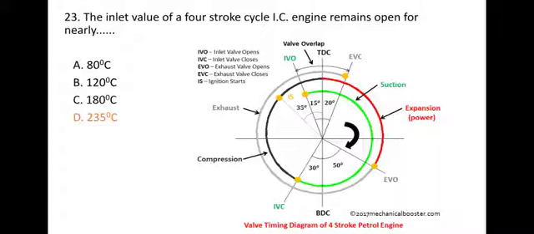Here you can see the valve timing diagram for a 4-stroke engine. The inlet valve should ideally open here, but it opens 15 degree before top dead center, and then it remains open. It should ideally close at bottom dead center, but it remains open for another 30 degree. So 15 plus 180 plus 30 is equal to 235 degree. So the inlet valve of a 4-stroke cycle IC engine remains open for nearly 235 degree.